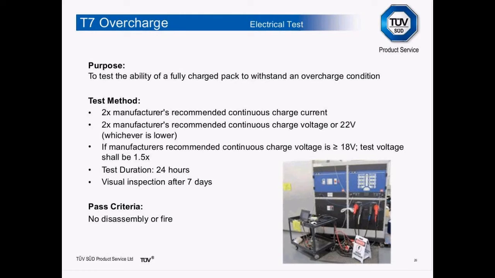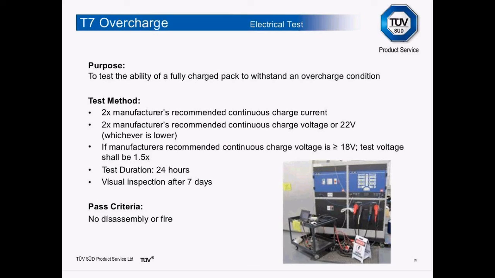The next test is the T7 test, which is the overcharge test. This is basically to test the ability of the pack to withstand an overcharge condition. So you need to check the manufacturer's specification. The test method is to set the charge current to 2 times the maximum recommended continuous charge current of the pack.